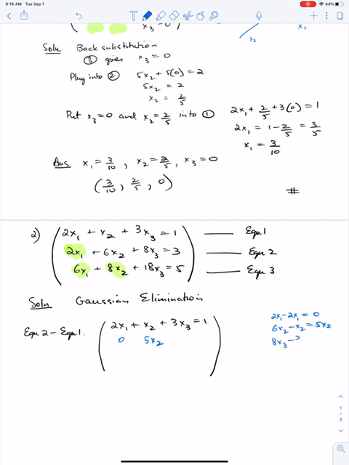8x3 minus 3x3 gives you 5x3. And then we can do 3 minus 1 in our heads. So 3 minus 1 is equal to 2. Next, we will do equation 3 minus something times equation 1 with a view to making the 6x1 0. What will it be? 6x1 minus coefficient times 2x1 giving 0. That's going to be 3.